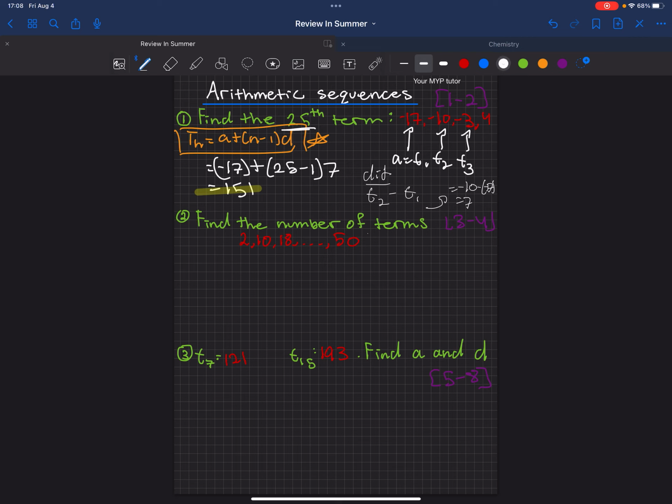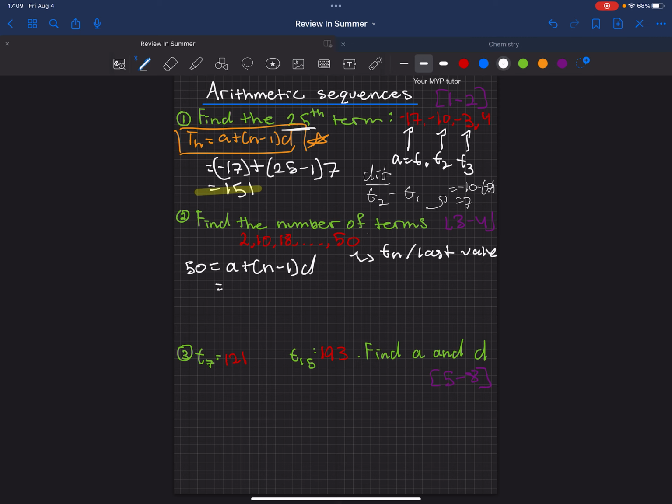The second question is asking you for the number of terms. So we don't know the number of terms, but we do know the very last value of the sequence. We know that it's 50, right? Tn, or last value. So we could set 50 equal to the formula, a plus n minus 1 times d. Now we fill in the information that we already know.